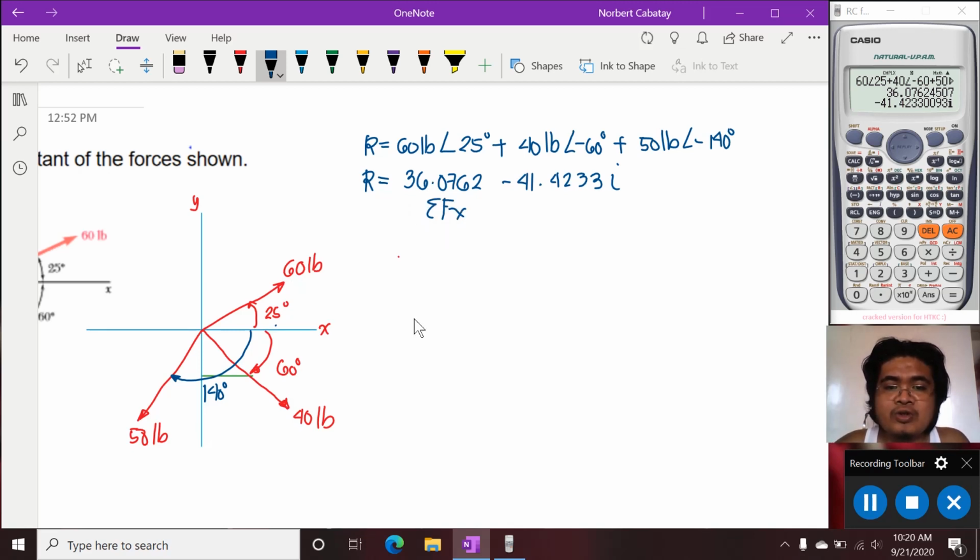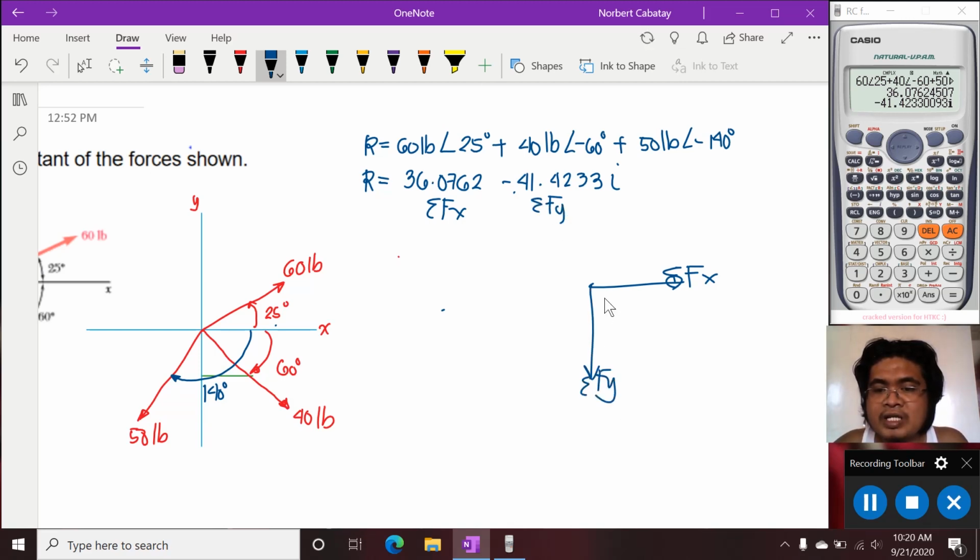If you're going to draw this, it looks like this. Then our summation of Fy is negative, so it goes downward. Basically, our resultant is in the 4th quadrant, probably here. But how are we going to solve for the magnitude of the resultant using your calculator?